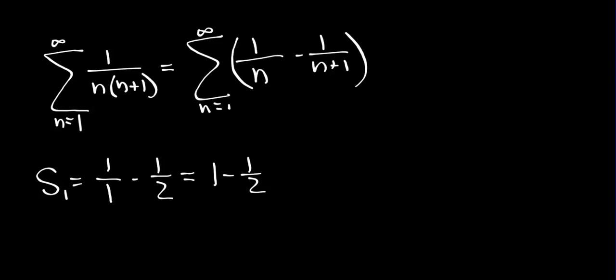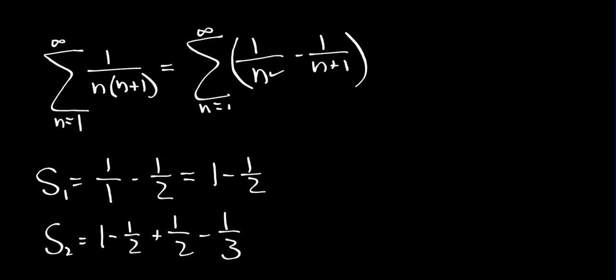Now I want to look at the second partial sum. Now I'm going to have the first partial sum, but I'm going to add the next term. The next term is when I put a 2 in for the n. So dig this now. I put a 1 over 2 minus 1 over 3. See, I just put a 2 in there and a 2 in here. Now, here's the cool thing. Notice these things cancel. And what I get is 1 minus 1/3. So that's the second partial sum.